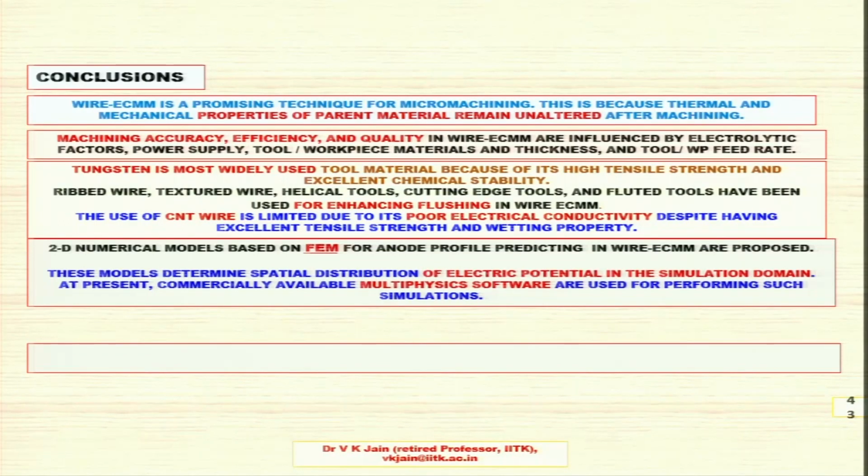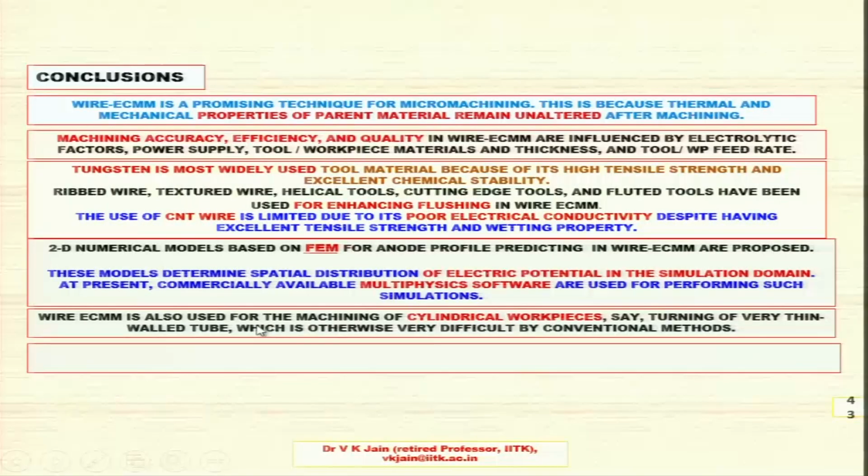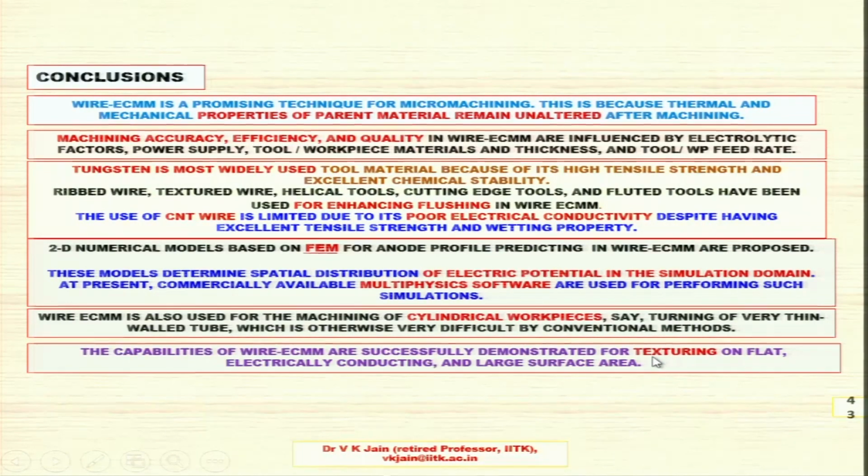readily available software. And then wire ECMM is also used for the machining of cylindrical workpieces. We have already seen it, say turning of a very thin wall tube, which is otherwise very difficult by conventional methods. And finally, the capabilities of wire ECMM are successfully demonstrated for texturing on flat, electrically conducting and large surface area.